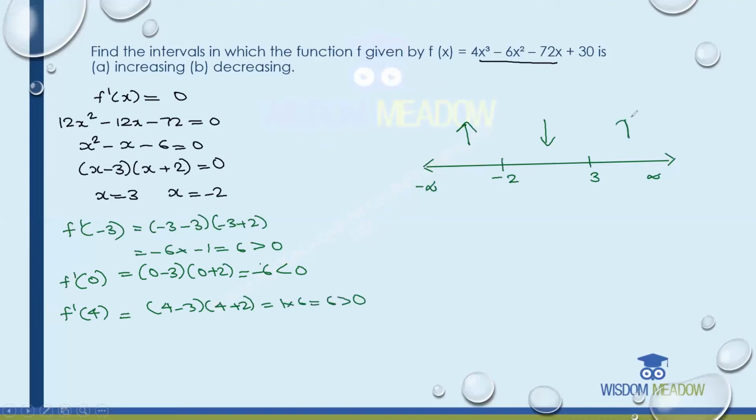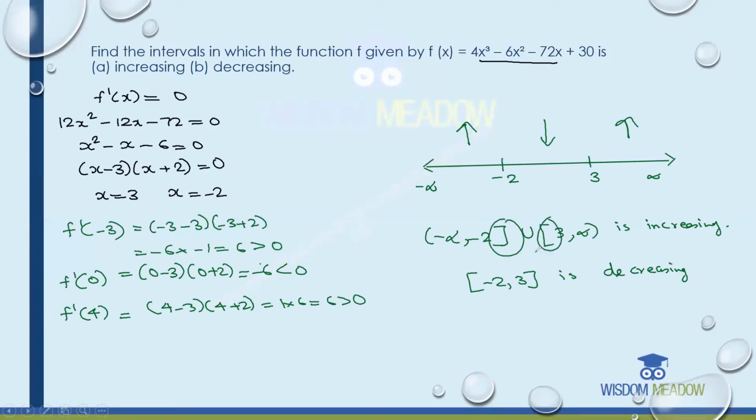So it's increasing. Now writing the intervals: increasing is minus infinity to minus 2, closed bracket, union 3 to infinity, and minus 2 to 3 is decreasing. If it was strictly increasing or strictly decreasing, it would have been an open bracket for the critical points. That's the difference. That's how we solve it.